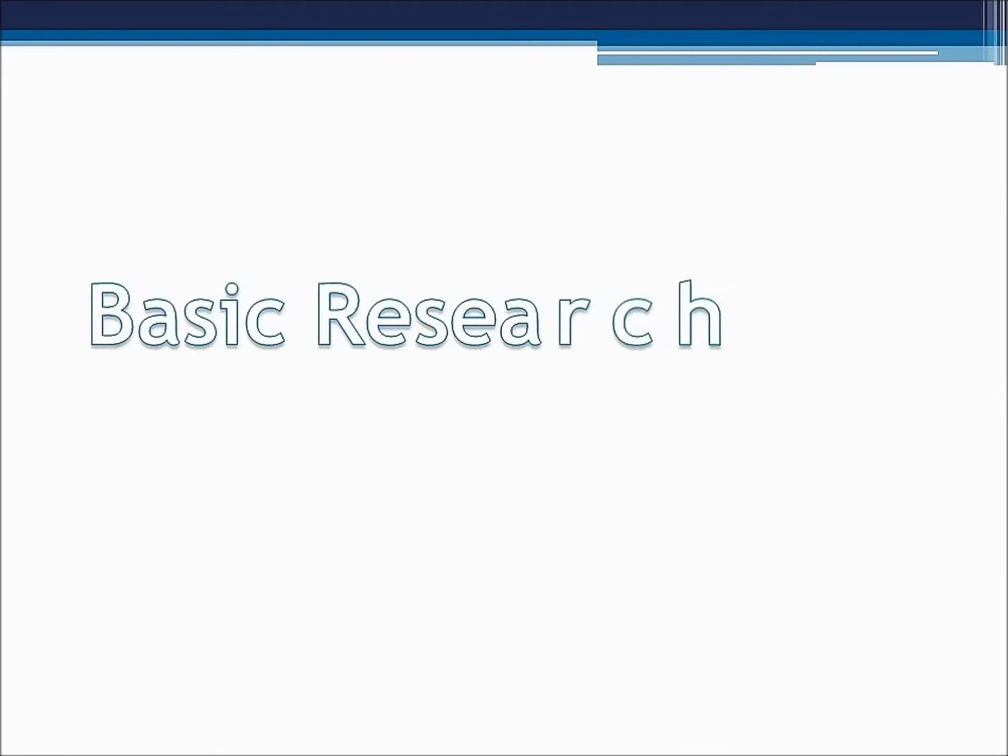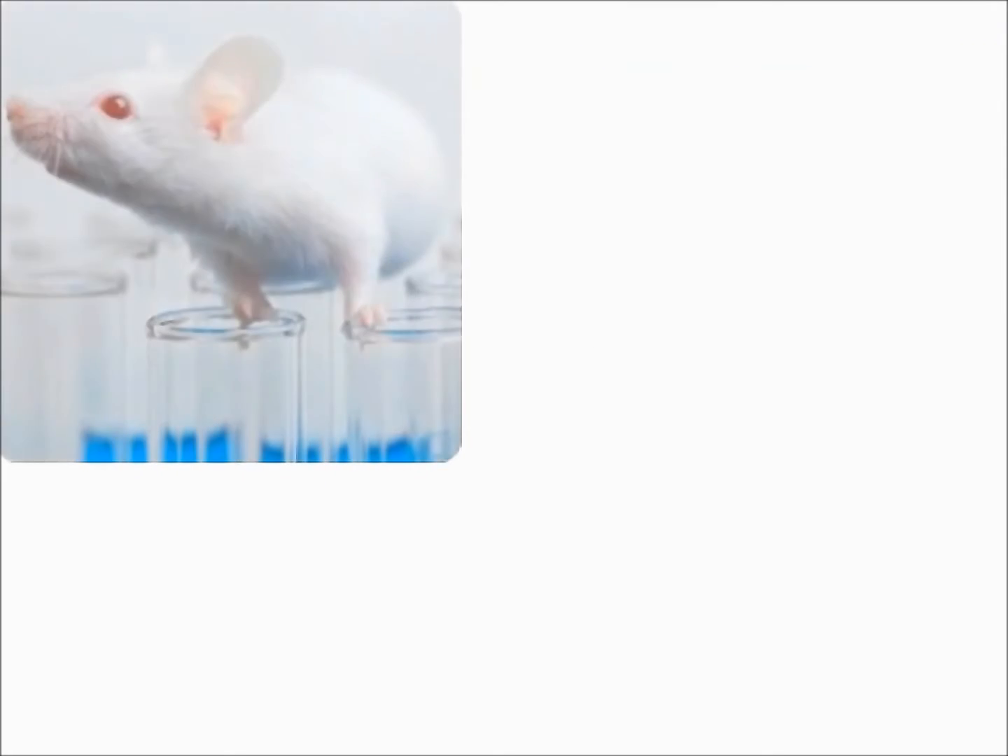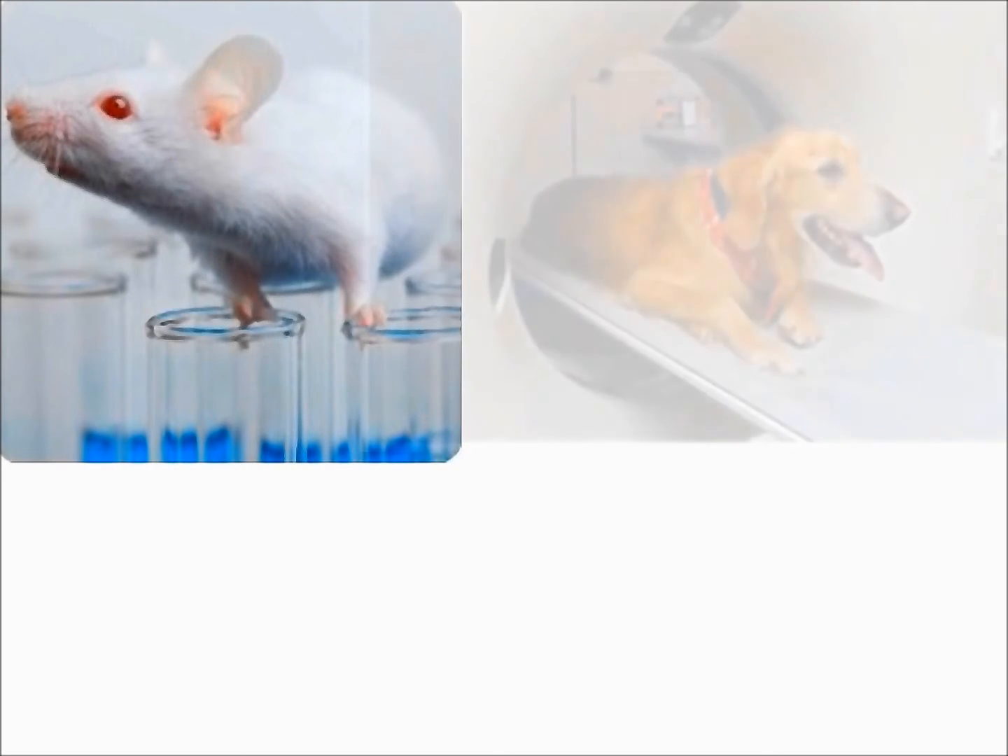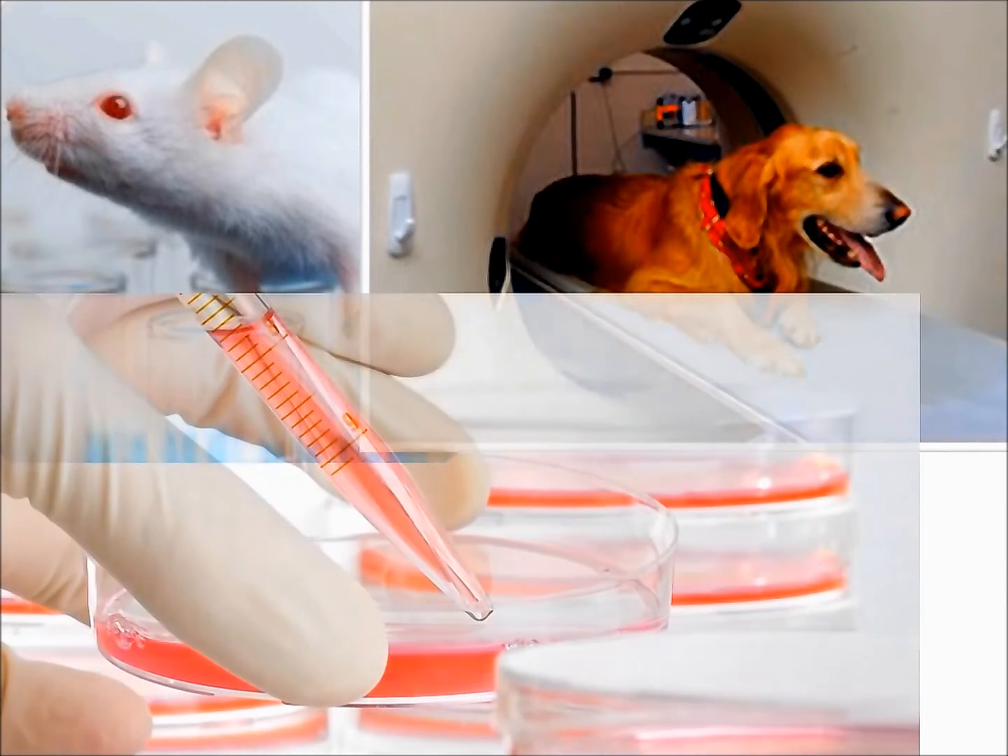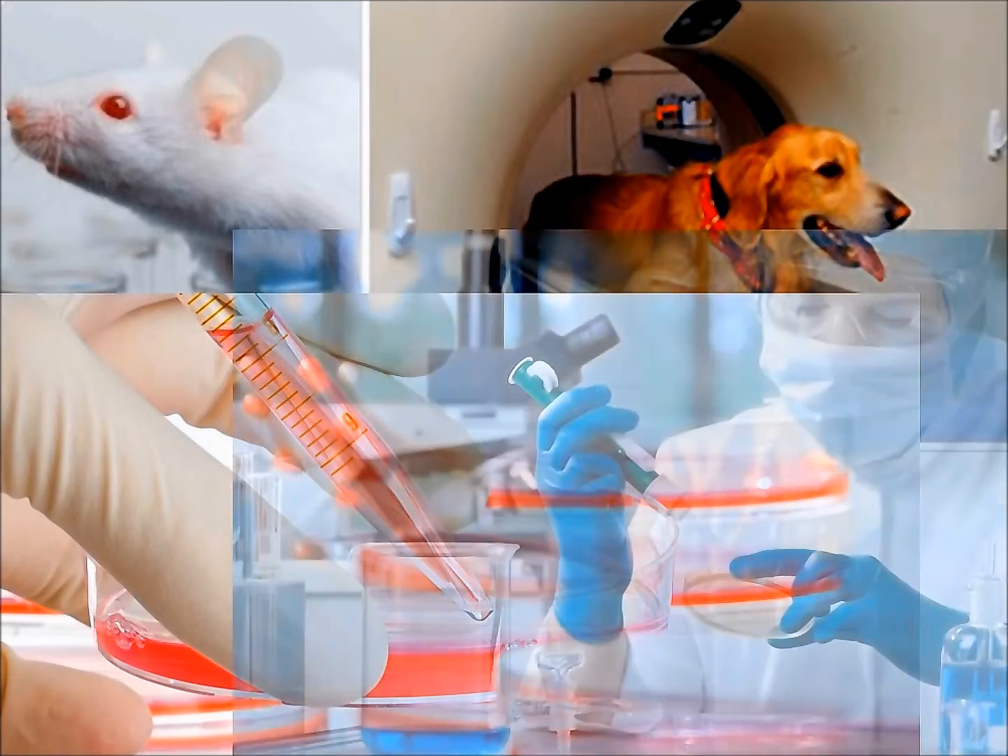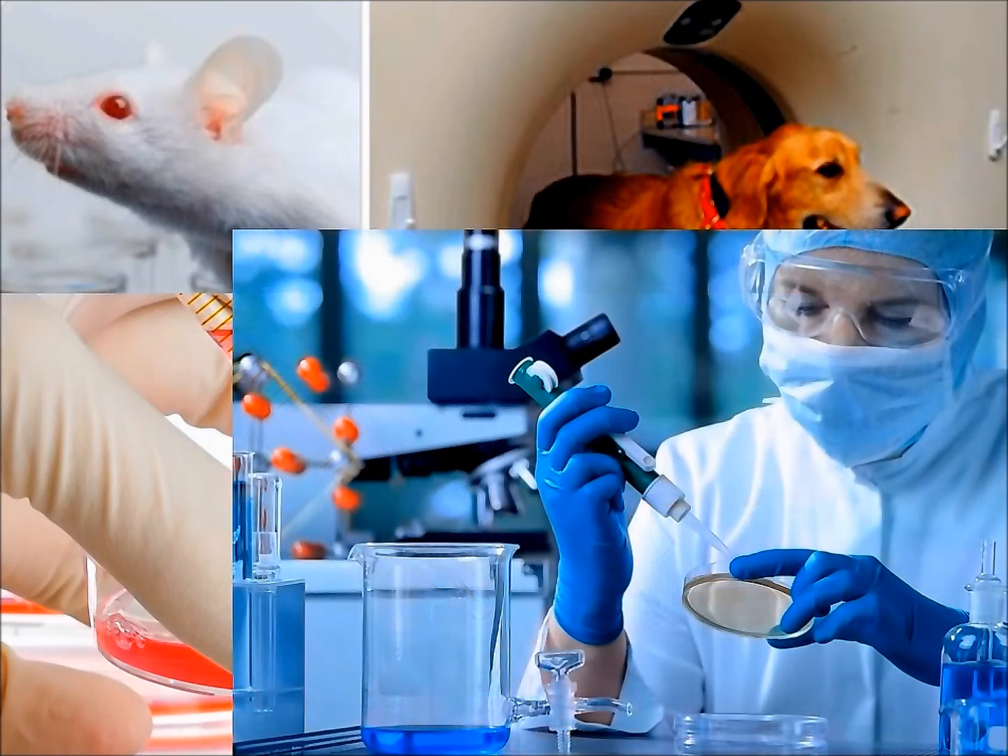Let's start with basic research. Basic research involves working with animals, ranging from mice or rats to dogs, and working in laboratories on petri dishes in what is called in vitro studies. It mostly involves working in a lab that looks like this.